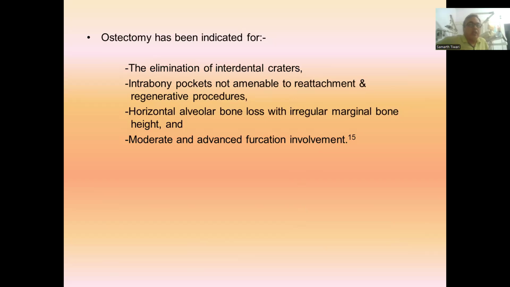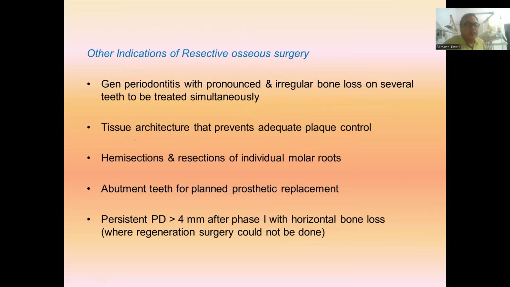Ostectomy has been indicated for elimination of interdental craters, intrabony pockets not amenable to reattachment and regenerative procedures, horizontal alveolar bone loss with irregular marginal bone height, and moderate and advanced furcation involvement. Other indications include generalized periodontitis with pronounced and irregular bone loss on several teeth, tissue architecture that prevents adequate plaque control, hemisections and resections of individual molar roots, abutment teeth for implant prosthetic replacement, and persistent probing depth of greater than 4 mm after phase 1 with horizontal bone loss.